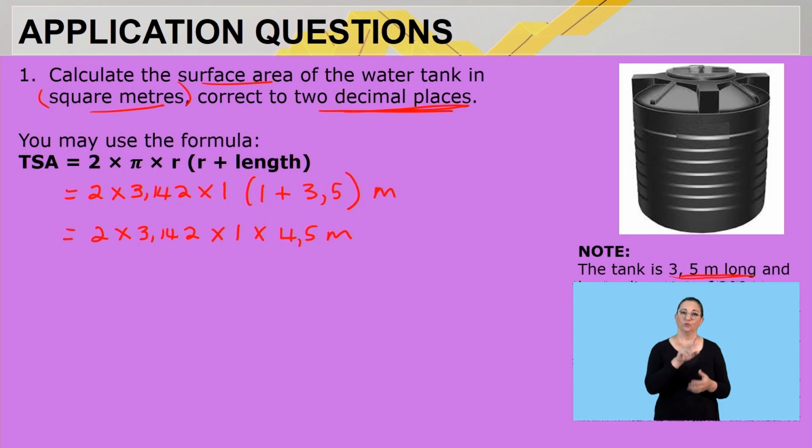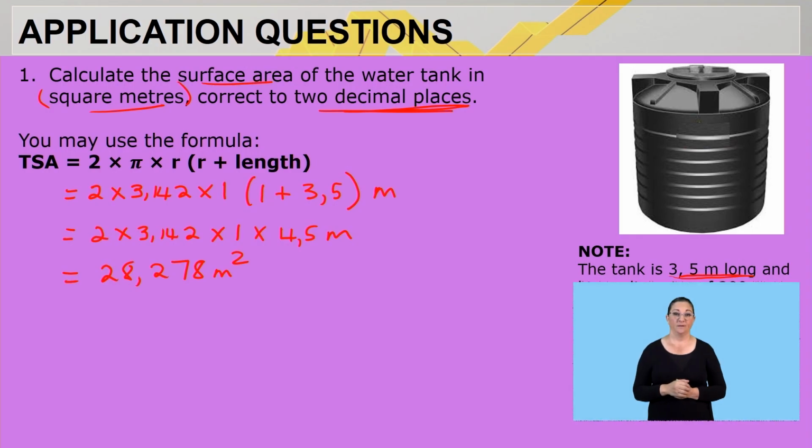So this will give us a total surface area of 28.278. And remember, the unit for surface area is squared, so it's square meters in this case. One last thing: we must round off correct to 2 decimal places. So therefore, the answer will be 28. I look at the third digit after my decimal. That's more than 5, so therefore the 7 becomes an 8.